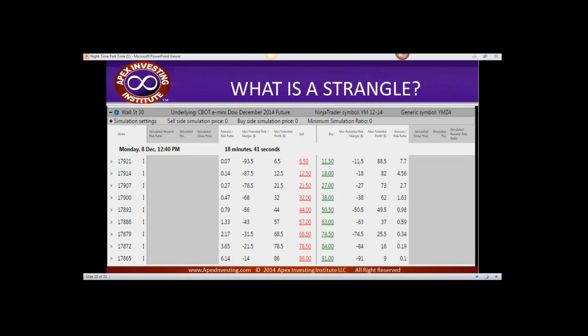Okay. So one other quick way to take advantage of 20-minute binaries. It's what's called a strangle. We've covered these. A lot of you are familiar with these. What is a strangle? Real quick.